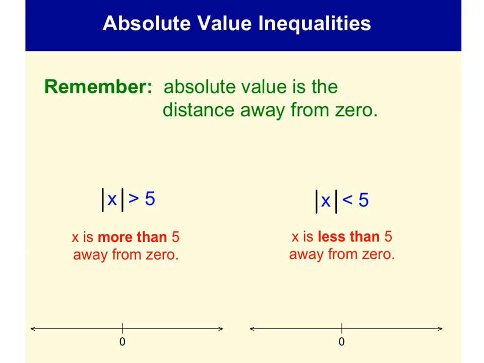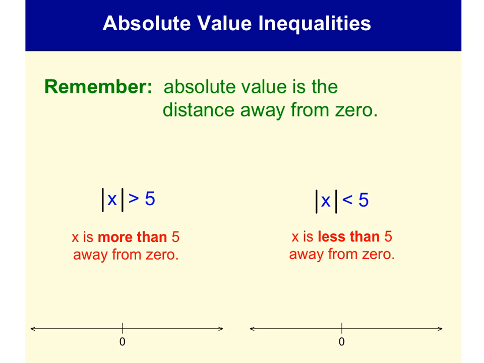All right, so what we want to remember when we're dealing with absolute values is what the absolute value actually means. The absolute value is the distance away from zero. So keeping that definition in mind is how we go about solving these absolute value inequalities, that it is a distance measurement away from zero. So here are just two simple absolute value inequalities.